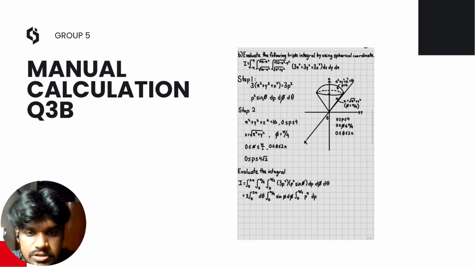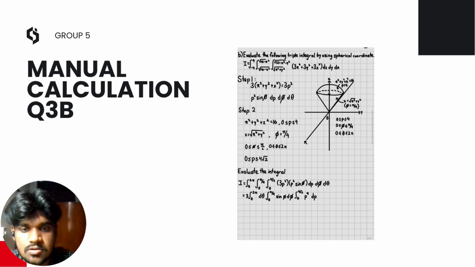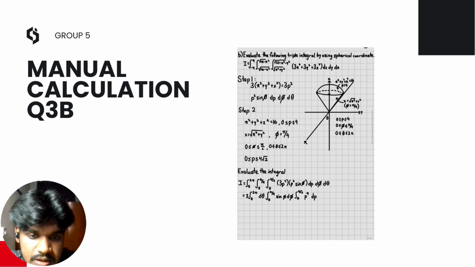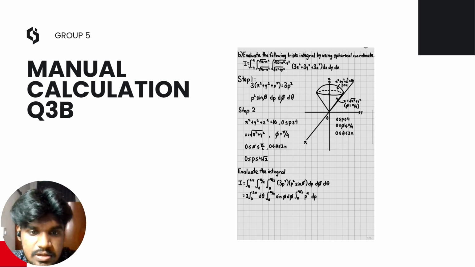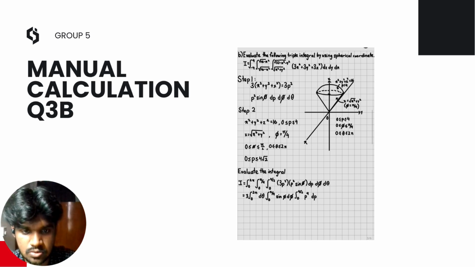For the next question, 3b, spherical coordinates. We convert a complex Cartesian integral into a spherical coordinate integral. The boundaries describe a solid bounded above by the sphere x squared plus y squared plus z squared equals 32. So these are our new spherical limits. These are the three spherical limits.